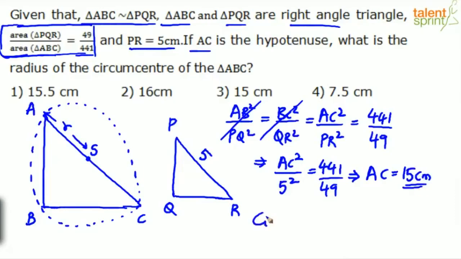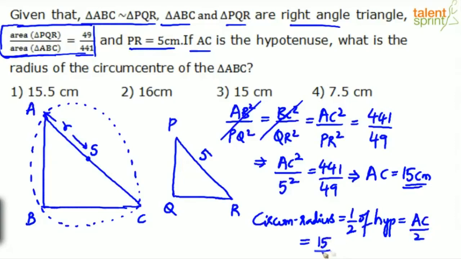Now you know that circumradius or radius of a circumcenter is half of hypotenuse. Half of hypotenuse, which is AC in our case, right? In this triangle, hypotenuse is AC. So AC by 2. So your final answer would be 15 by 2, which is 7.5 centimeter. So option 4, 7.5 would be the answer.